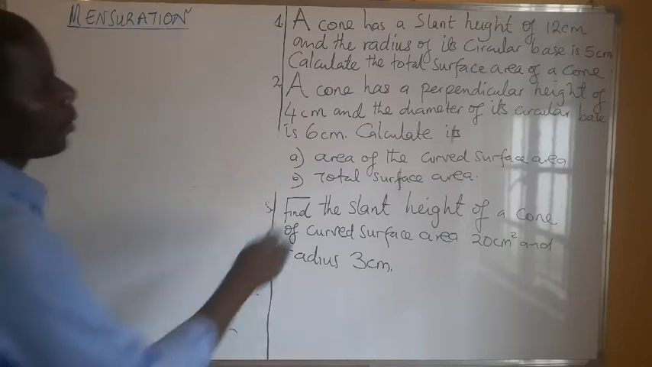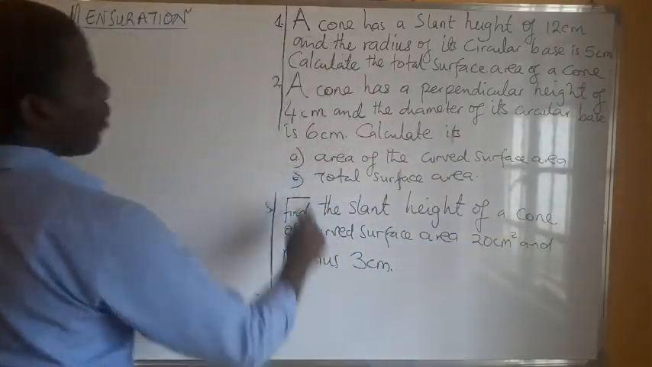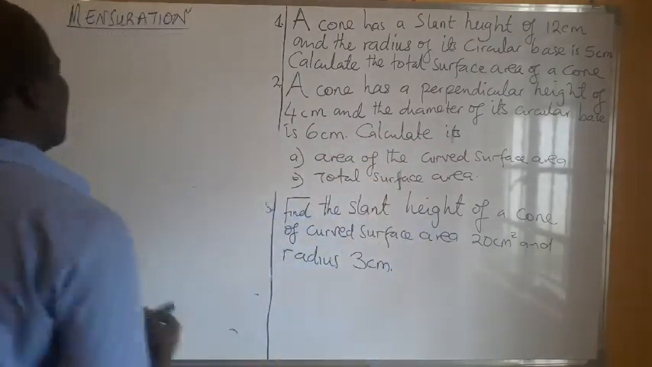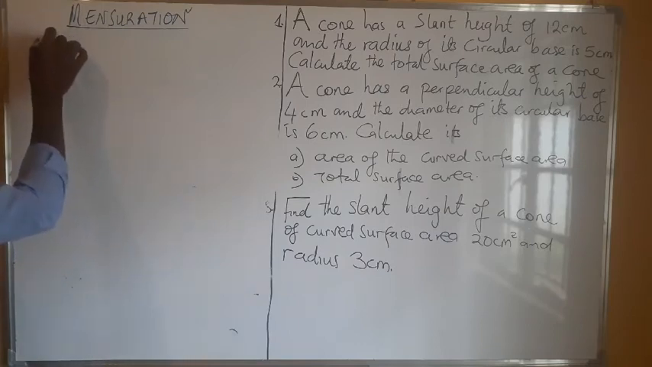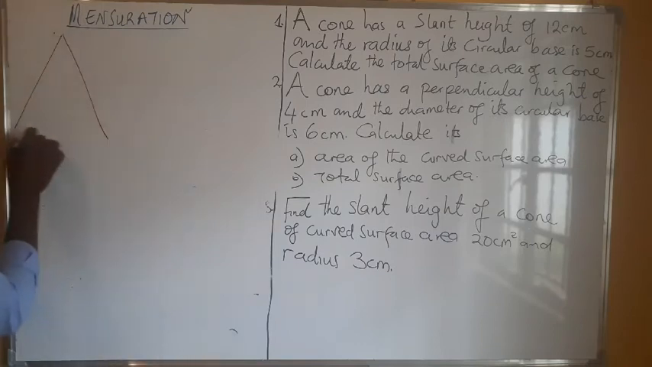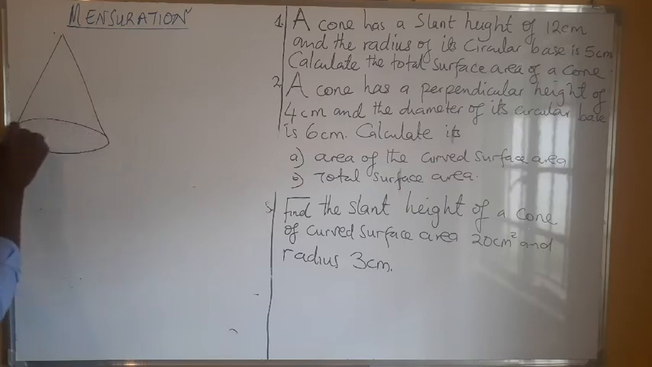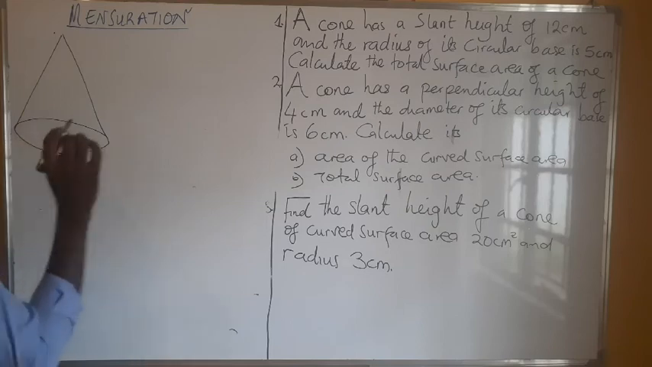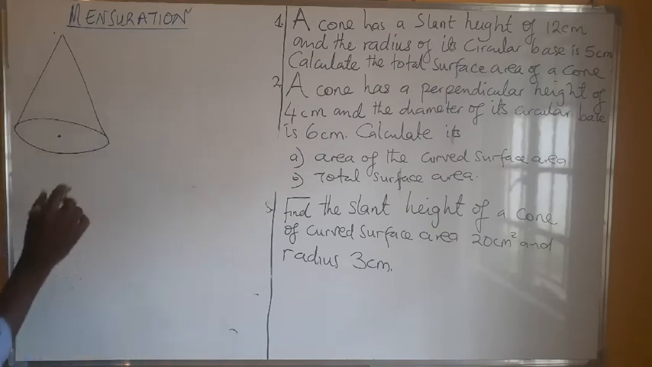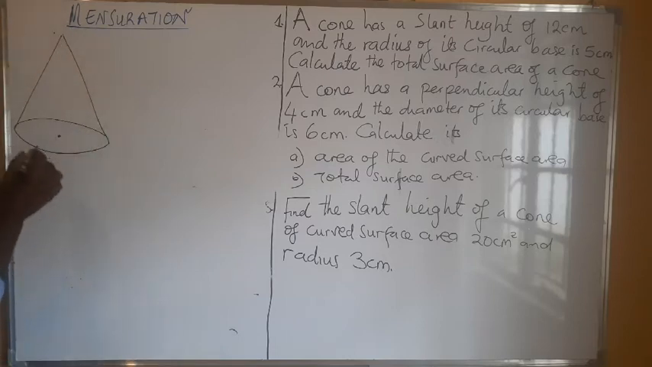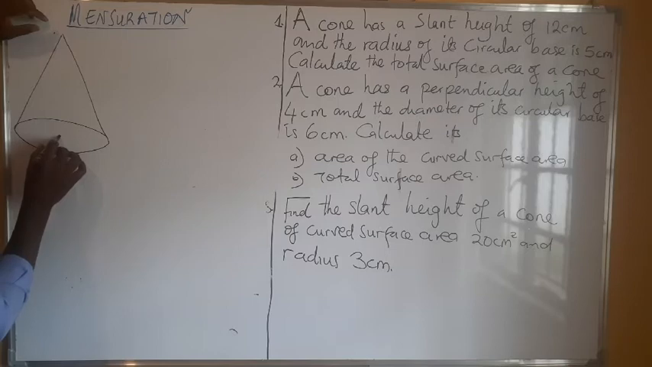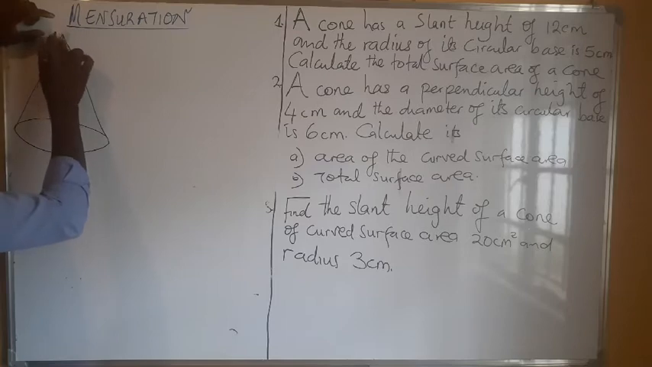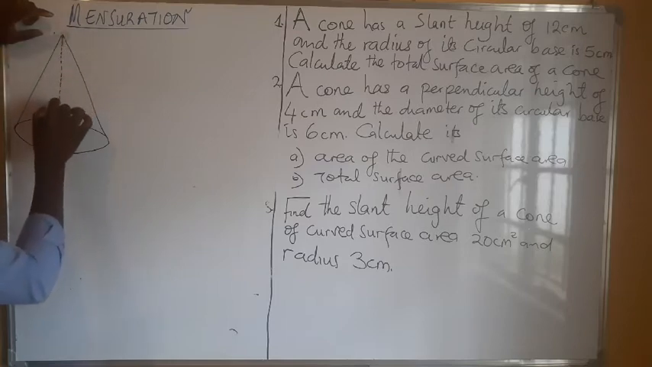So, a cone has a perpendicular height of 4 and the diameter of its circular base. Let me draw the cone. This is our cone. This cone has a perpendicular height. Perpendicular height is different from the slant height. Slant height is this one. Perpendicular height is this one that starts from the center of the base and runs up to the apex here.